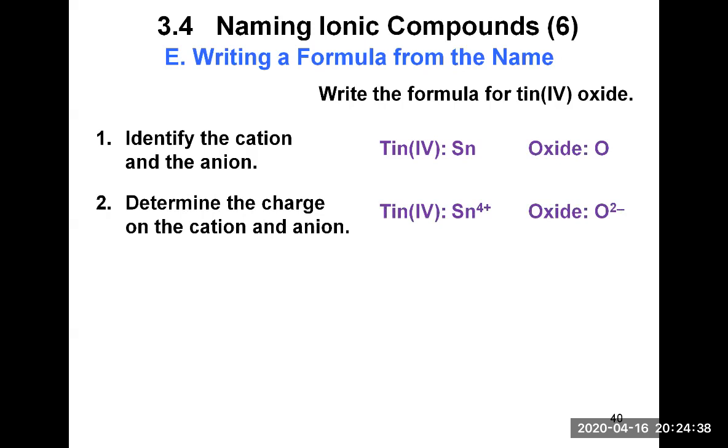Now we keep the metal, the positive ion first, and then the anion second. And we will do the crisscross trick to balance the charges. So if you do the crisscross trick, you get Sn2O4 because the 4 from the charge of tin becomes the subscript for oxygen, and the 2 from the charge of the oxide ion becomes the subscript for tin, Sn2O4.